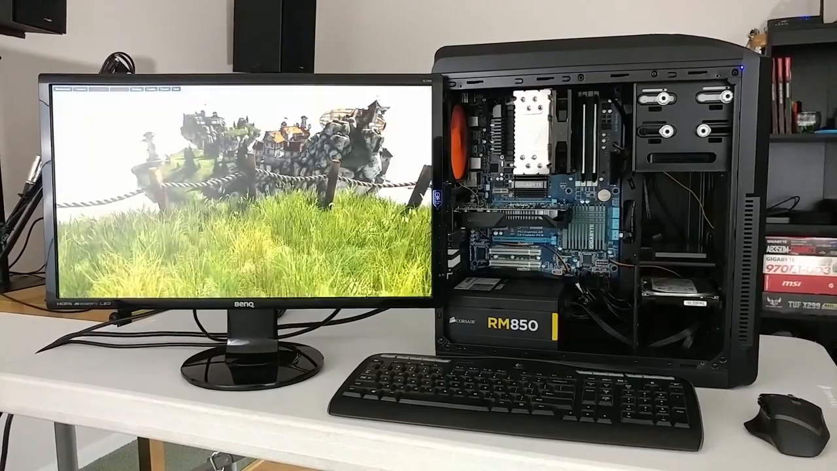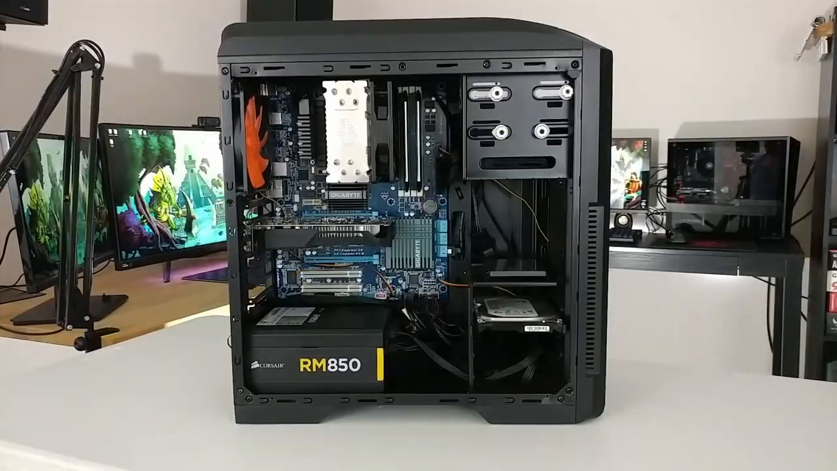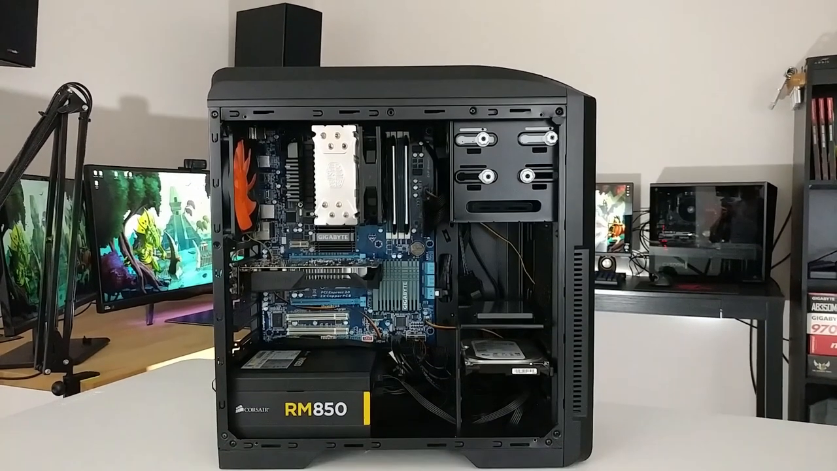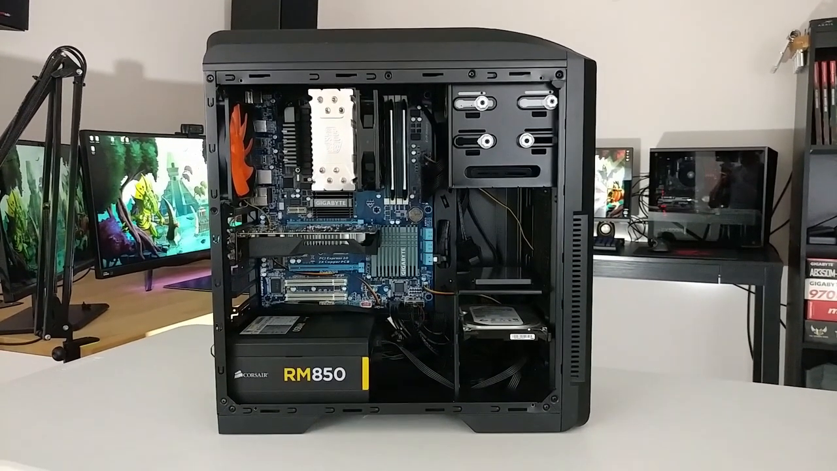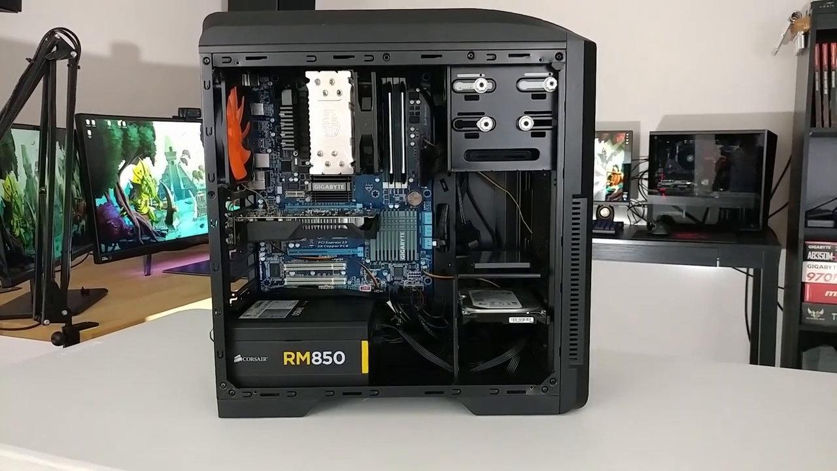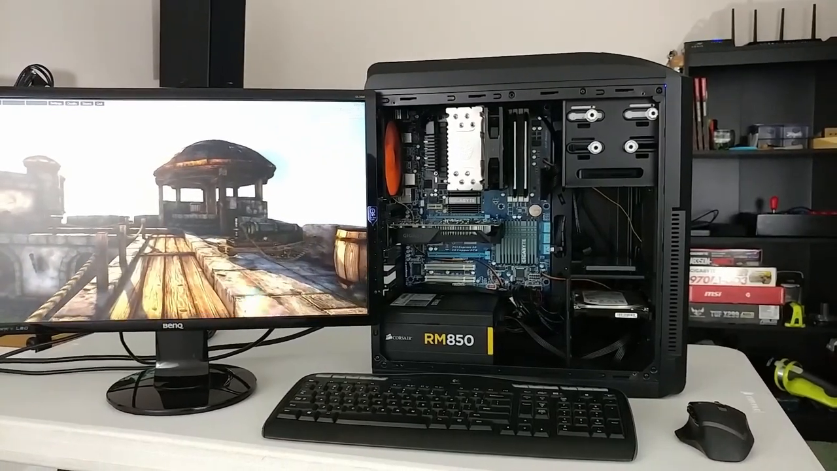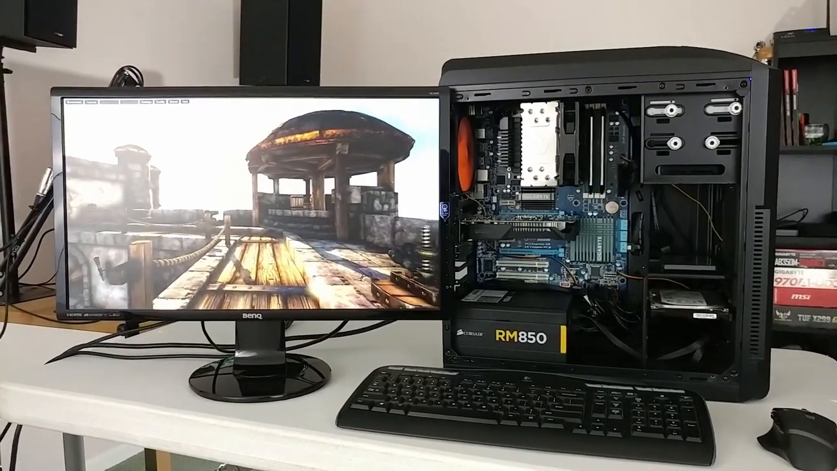For the RAM, I'm using 16 gigs of 1866 DDR3 RAM. For the GPU, I'll be using the same single fan Gigabyte GTX 1050 Ti as I used in my Ryzen 3 GTX 1050 Ti benchmarks. As for the rest of the system, I have the OS installed on a 120GB SSD and all games installed on a 1TB hard drive. The system is powered by an overkill 850W power supply. The OS used is Windows 10 Home Edition.